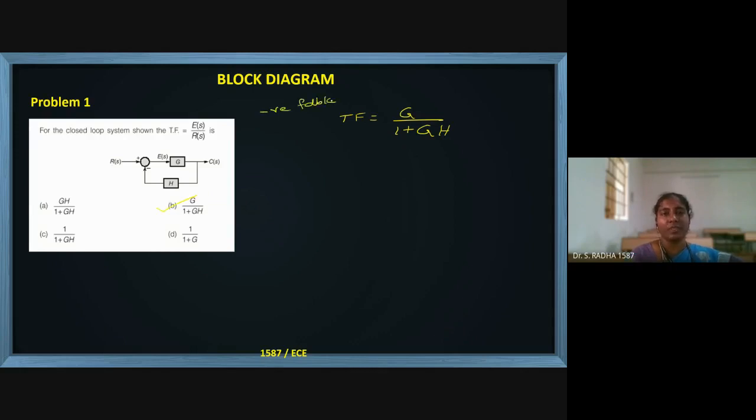If positive feedback is there in the feedback path, then the plus sign comes after H instead of the minus sign, and G by 1 minus GH will be the transfer function.